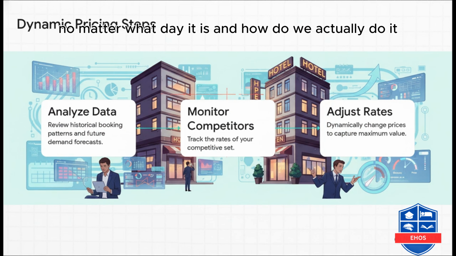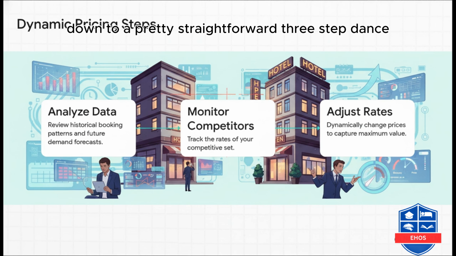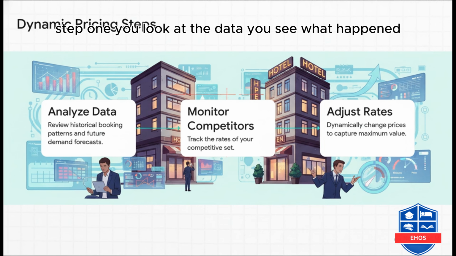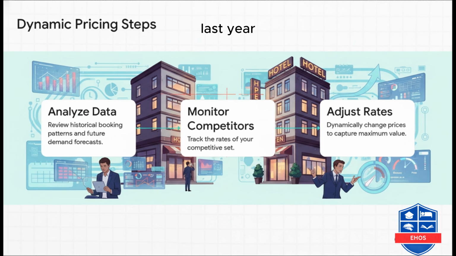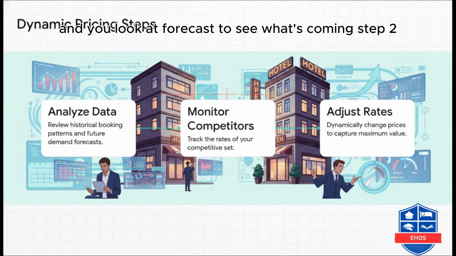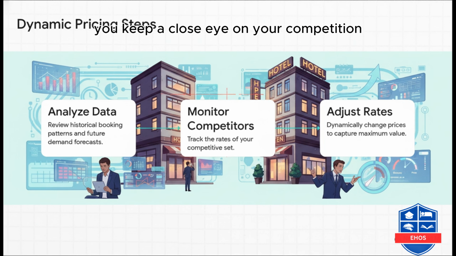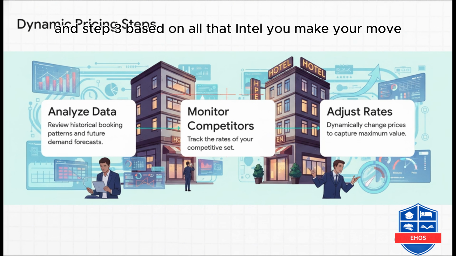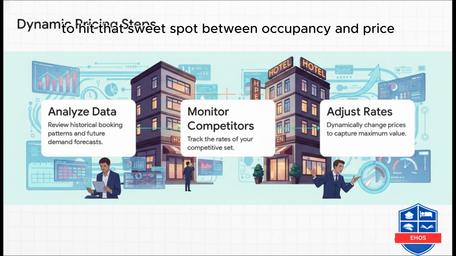And how do we actually do it? Well, it boils down to a pretty straightforward three-step dance. Step 1, you look at the data. You see what happened last year, and you look at forecasts to see what's coming. Step 2, you keep a close eye on your competition. What are they up to? And step 3, based on all that intel, you make your move. You adjust your rates to hit that sweet spot between occupancy and price.